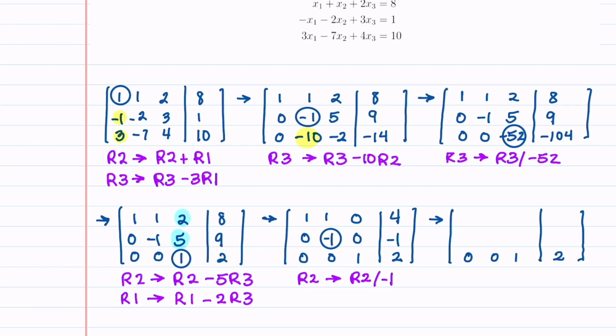Our second row, we're going to multiply by -1. So we get a 0, 1, 0, and a 1 on the right-hand side. And then our first row stays the same.